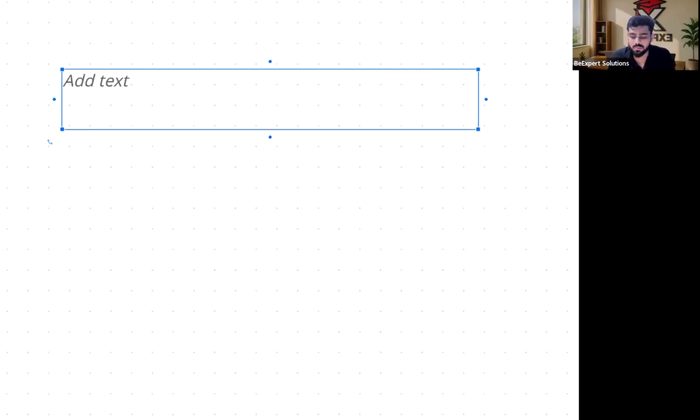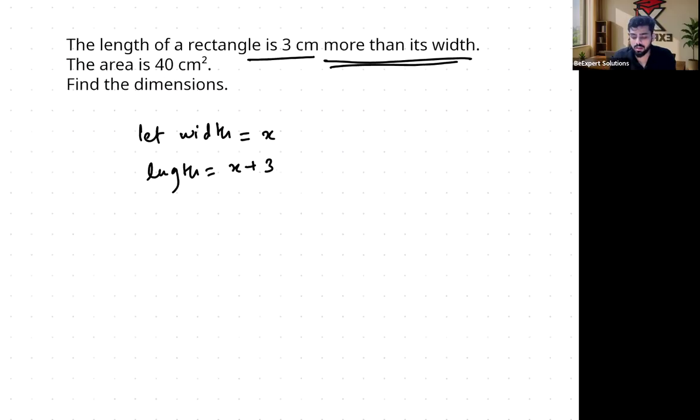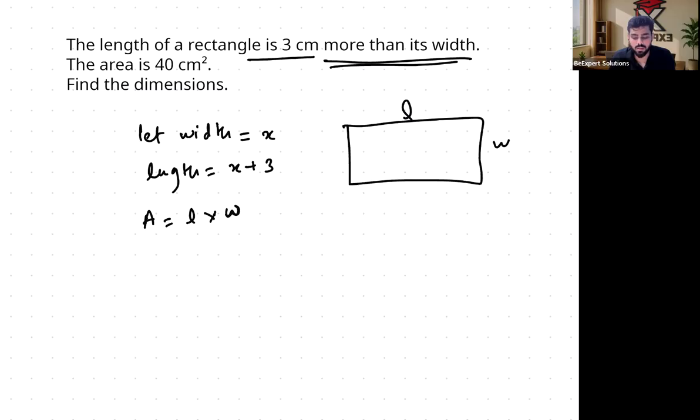Find the dimensions. Whenever they give something like the length of a rectangle is 3 centimeters more than its width, take the width as x. Let width be x, and then length is x plus 3 centimeters, because they mention length is 3 centimeters more. Area of a rectangle is length times width, guys. That's the formula. So you'll just apply length is x plus 3 and width is x.